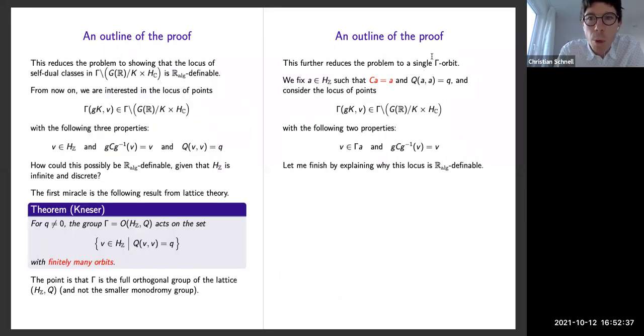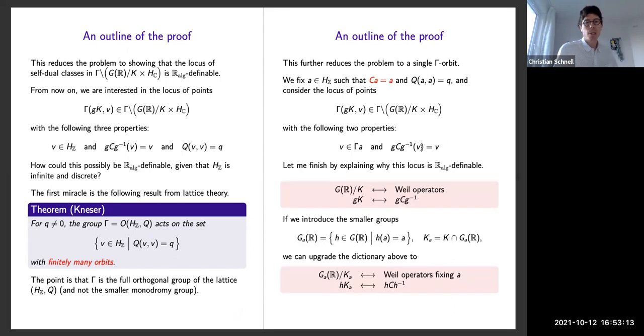Okay, so now we just consider one gamma orbit. One gamma orbit means I fix one particular integer vector. I can assume that it's an eigenvector for the Weil operator, because otherwise the locus would be empty. And then I just look at the set of self-dual classes in that fixed orbit. So the integral class is now in the orbit of this fixed vector, and it's still self-dual under the Weil operator. And then this condition on Q is automatic because Q is constant on the whole orbit. And so let me explain why this locus is definable.